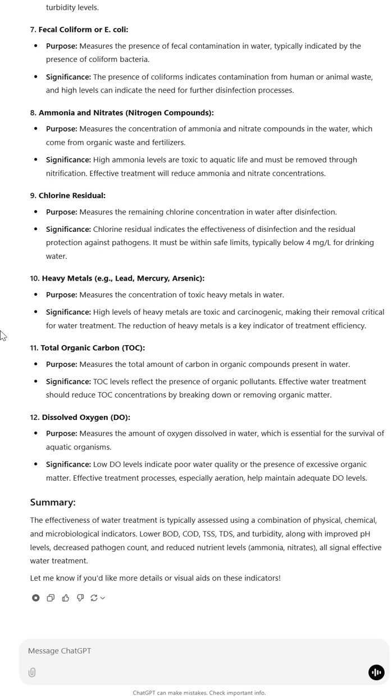Summary: the effectiveness of water treatment is typically assessed using a combination of physical, chemical, and microbiological indicators: lower BOD, COD, TSS, and turbidity, along with improved pH levels, decreased pathogen count, and reduced nutrient levels, ammonia, nitrates, all signal effective water treatment. Let me know if you'd like more details or visual aids on these indicators.